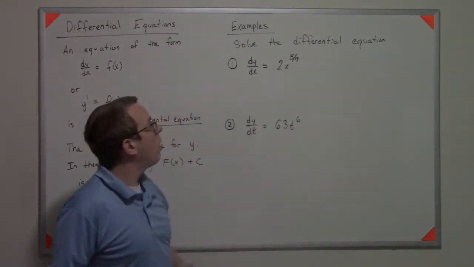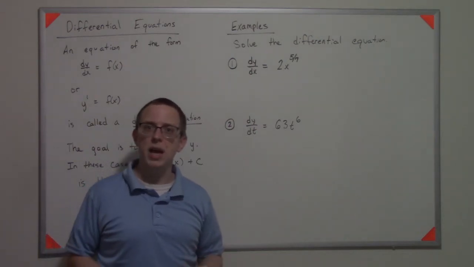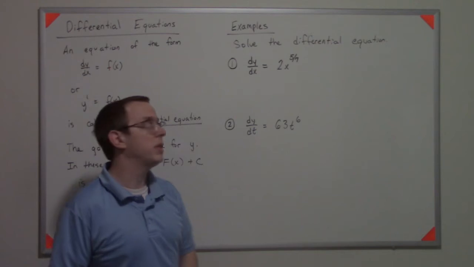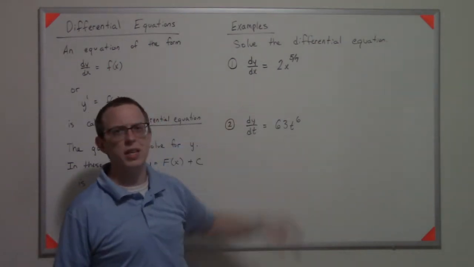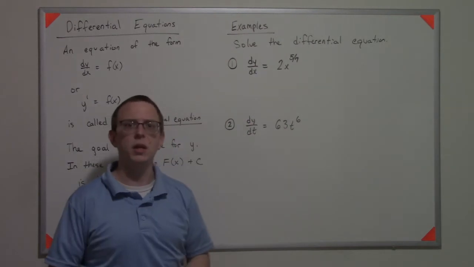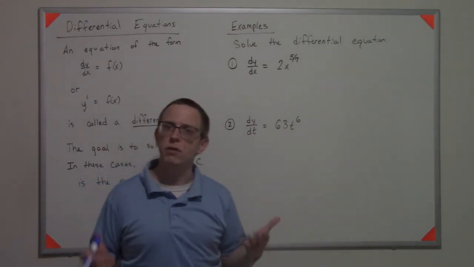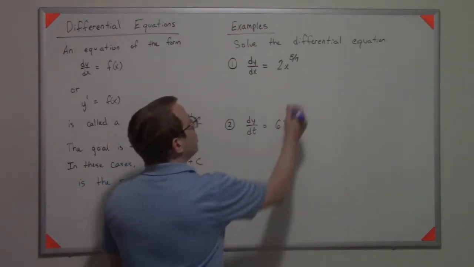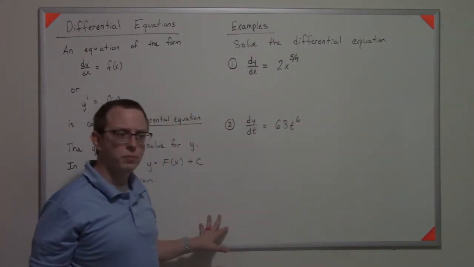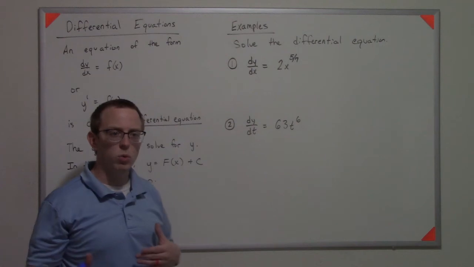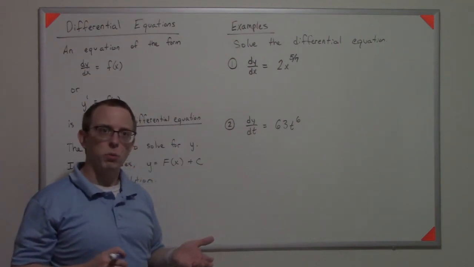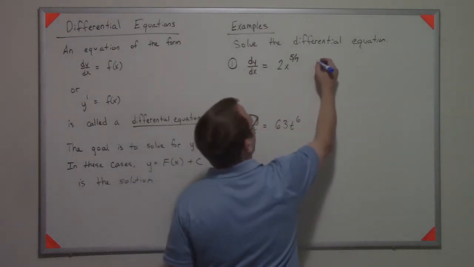So if I have dy/dx equals 2 times x to the 5/7, what I've really set up is I've said, I know that the derivative is this. What's the original function if the derivative is this? Well, to do that, we need to find the antiderivative. So we use the power rule for polynomial equations. We add 1 to the power.